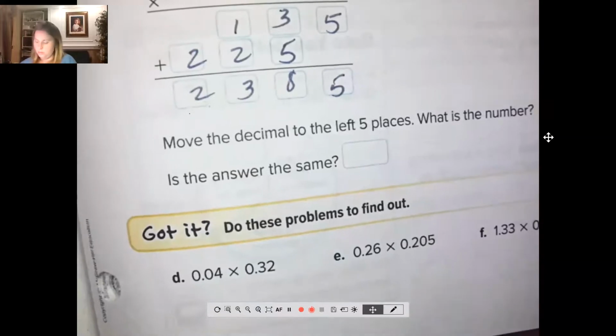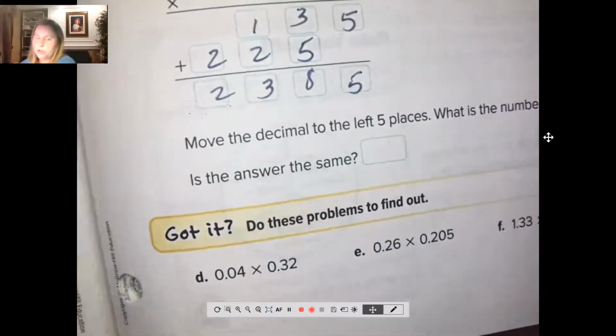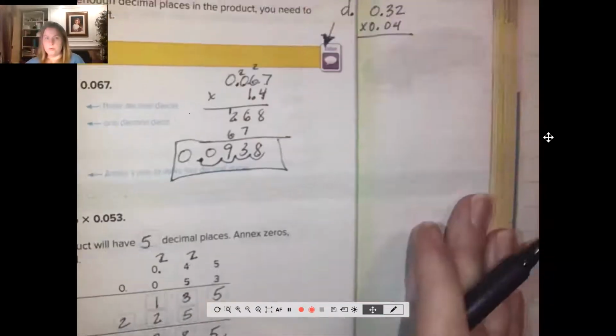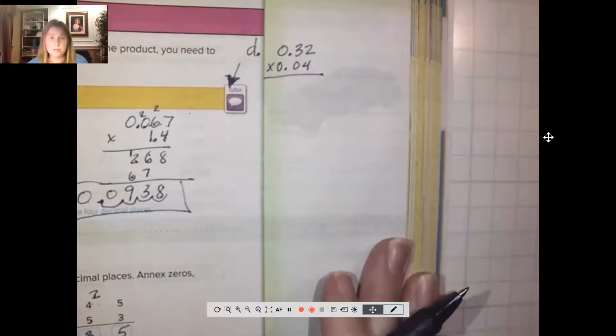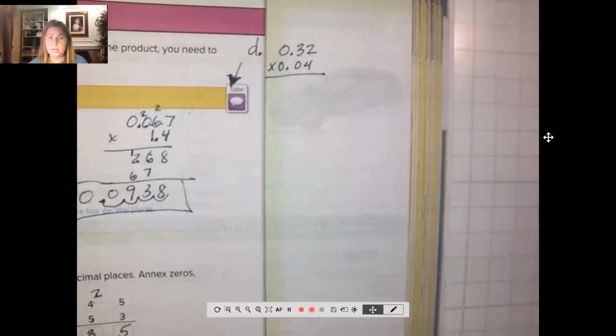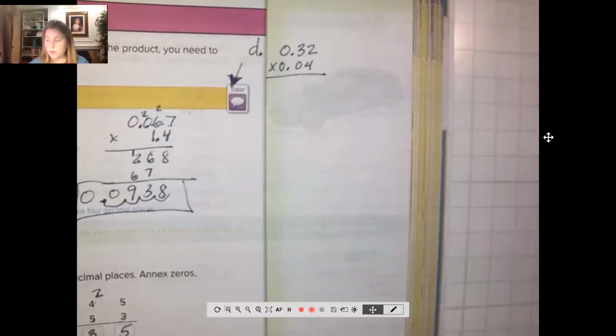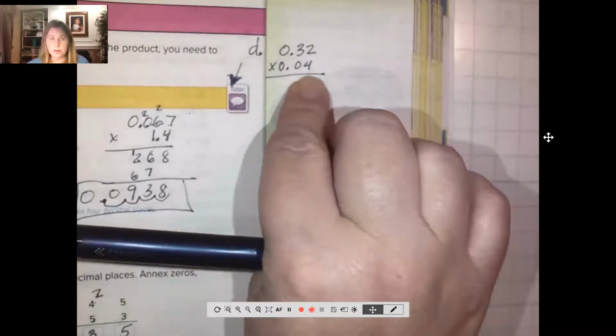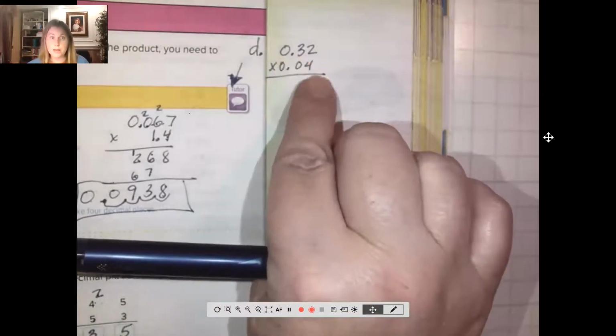This is what we had, 0.04 times 0.32, and I just switched those numbers around because we can do that in math because of the commutative property. Like 2 times 5 is the same thing as 5 times 2. So I can do that multiplication in any order that's convenient for me. So this is more convenient for me, so I don't have to multiply by a 2 and a 3. I can just multiply by 4. Okay, you get the idea.